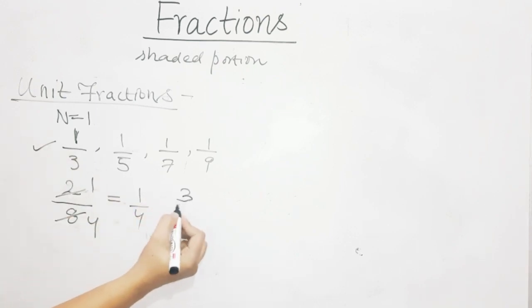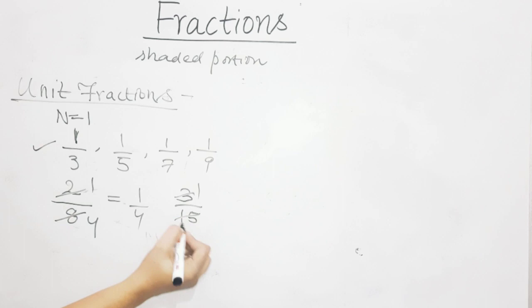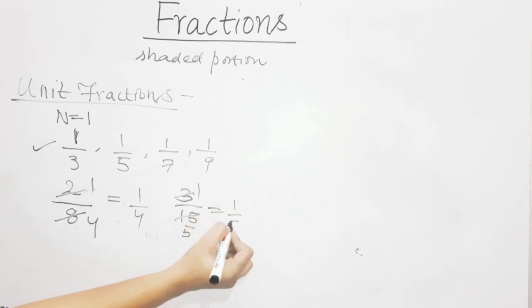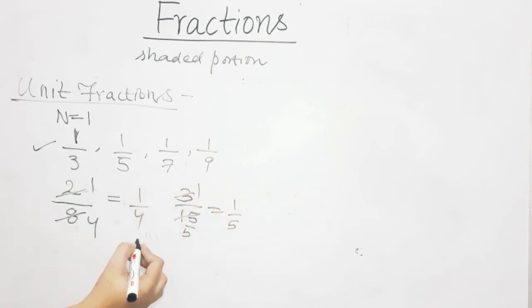For example, 3 upon 15, 3 ones are 3, 3 fives are 15. So this is also a unit fraction. Coming to one more example, 5 upon 20, 5 ones are 5, 5 fours are 20. See, 1 upon 4. So this is also a unit fraction, right?